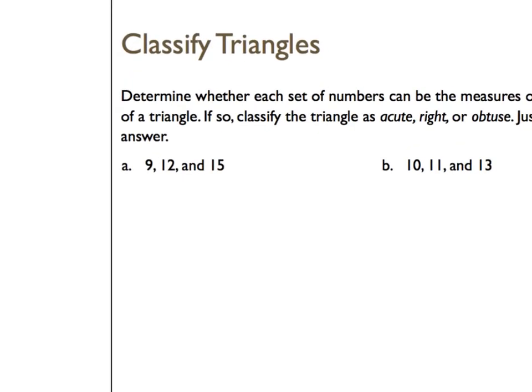Now, when we add those together, so 9 plus 12, we're not squaring anything just yet. We're just testing to see if it is a triangle. If that is bigger than the third side, then we have sides of a triangle. So 9 plus 12 is going to give us 21, and that is bigger than 15. So yes, we do have a triangle.